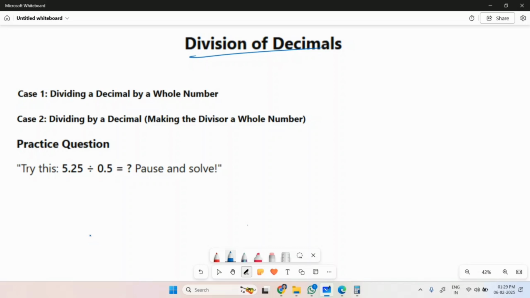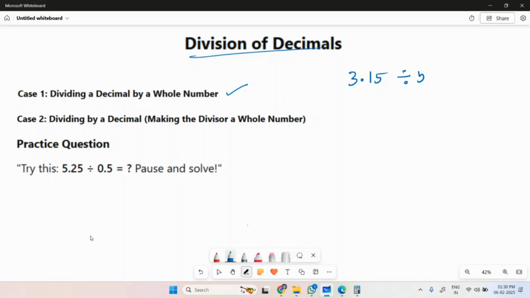Now let's learn division of decimals. While doing the division of decimals, we follow certain steps. The step 1 is dividing a decimal by a whole number. Step 2 is dividing a decimal by decimal. Let's see some examples dividing a decimal by a whole number.